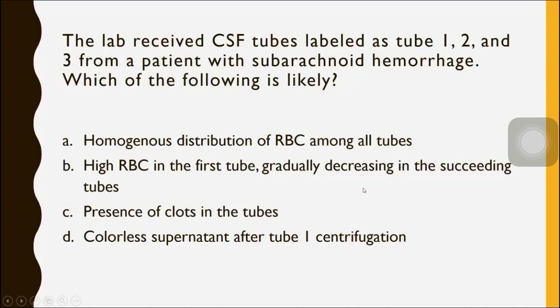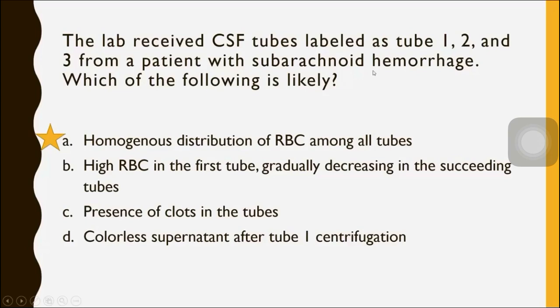What is the answer? The answer is actually A. Homogeneous distribution of RBC among all tubes. So again, if you try to recall, if there is an intracranial hemorrhage, there should be an equal distribution of RBCs among tube 1, tube 2, and tube 3.